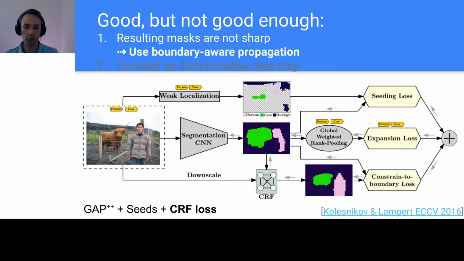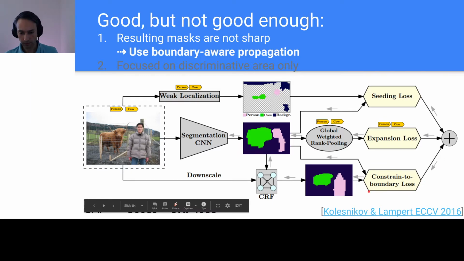So one landmark paper in this field that tried to fix this issue of not being sharp on the boundary is the so-called SEC technique, which basically combines three different ideas. The first one is that you will do your global average pooling to have a classification loss, as explained before, with some small modifications, but the idea is the same. Then you will use these activation maps and threshold them to obtain the seeds, and this will become the seeding loss, just as I explained before. And they add a third ingredient, which is a CRF.